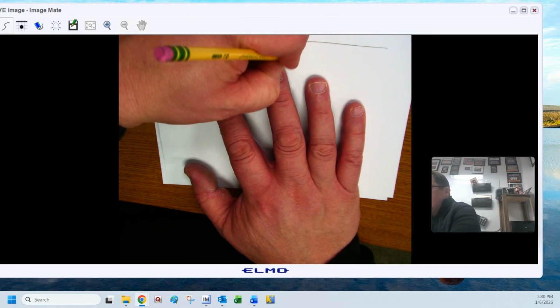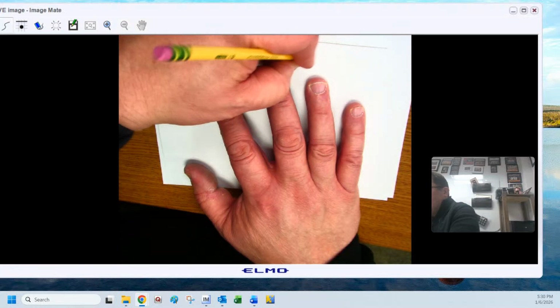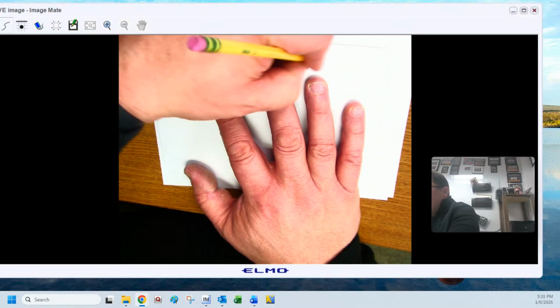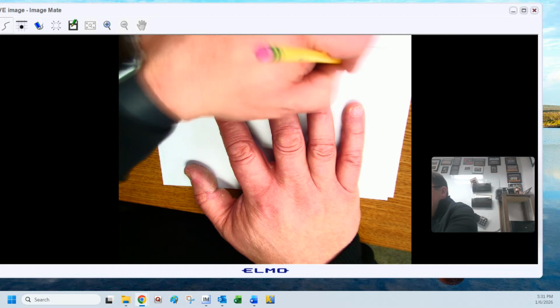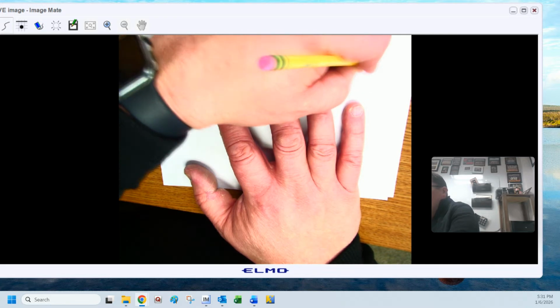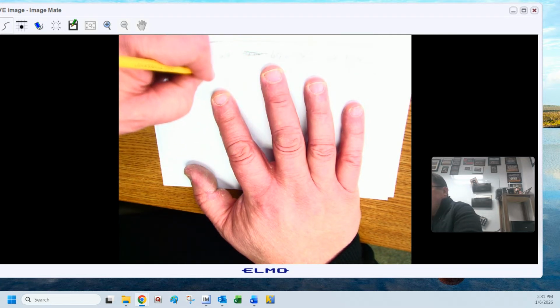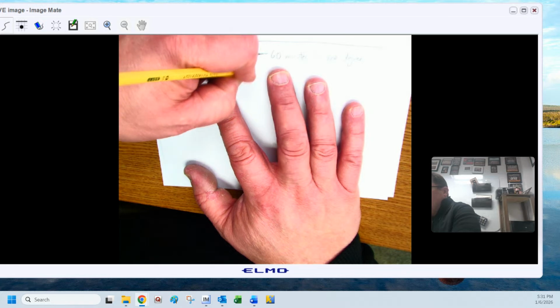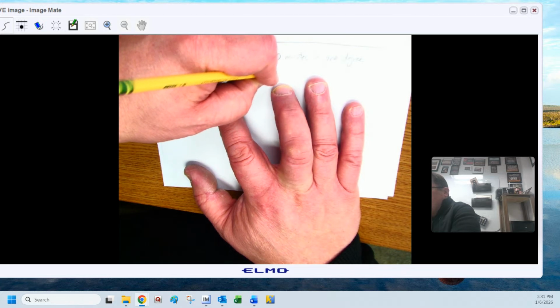There are 60 minutes in 1 degree, and there are 60 seconds in 1 minute.